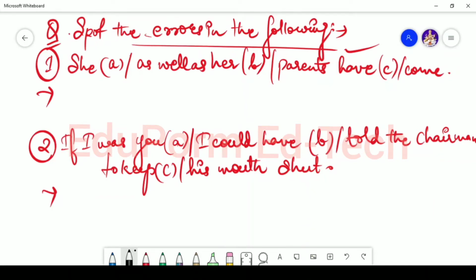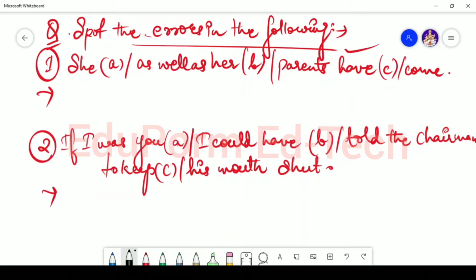You're watching the video with Manisha Vedi, and today we are going to talk about the questions related to the verbs. Okay, some of the practice questions. Now let's deal with them. The question says: spot the errors in the following. You have to find the errors, substitute them with the correct one, and rewrite the sentences.